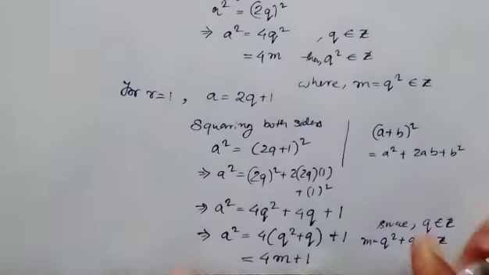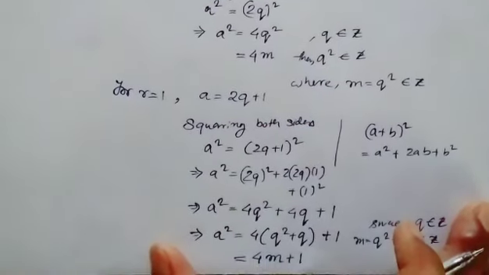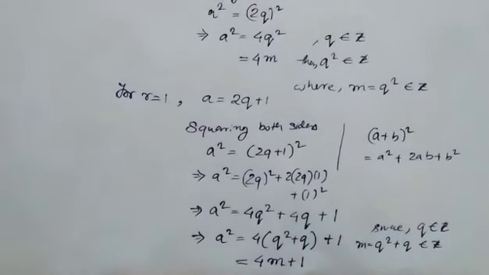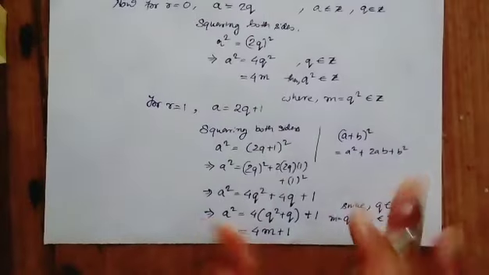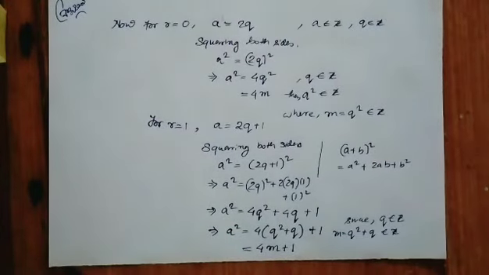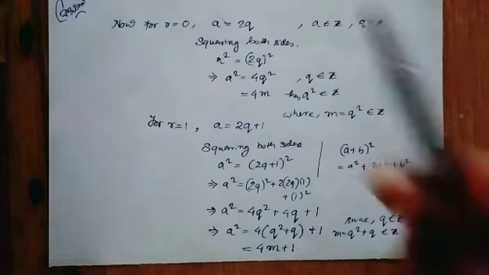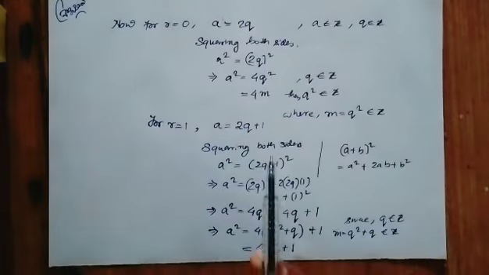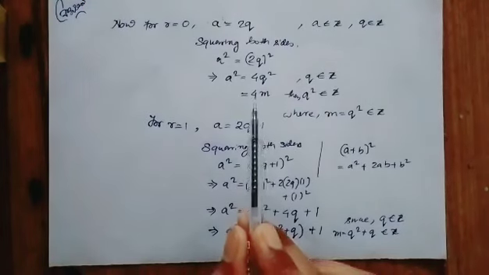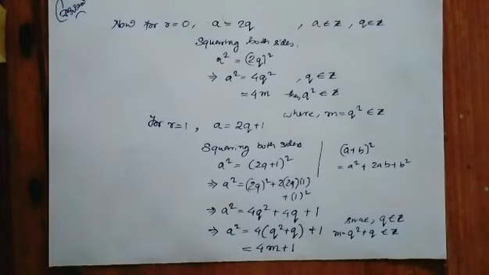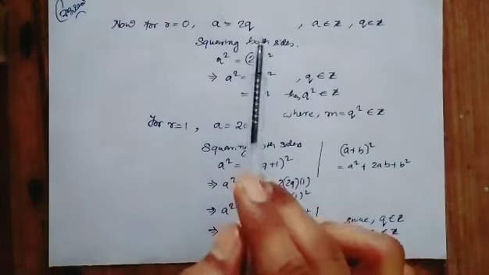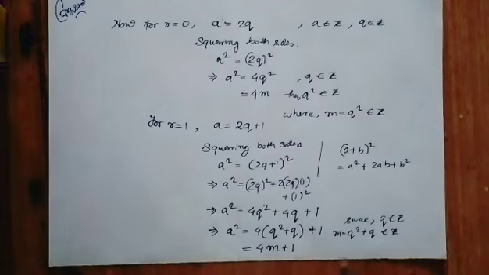So by the division algorithm, we have obtained two results: for any integer, whether it be an even integer or an odd integer, it can be expressed in either 4m or 4m plus 1 form, where m is an integer. If it is an even integer, you will get the 4m form, and if it is an odd integer, you will get the 4m plus 1 form, where m is an integer.